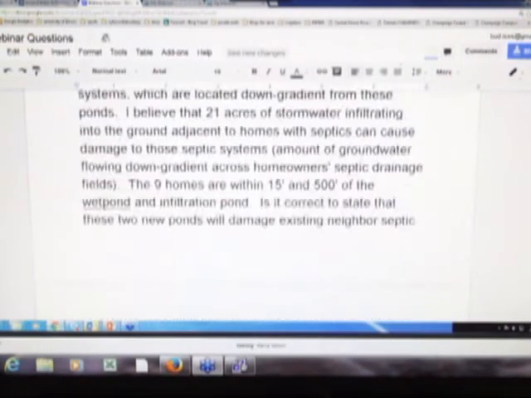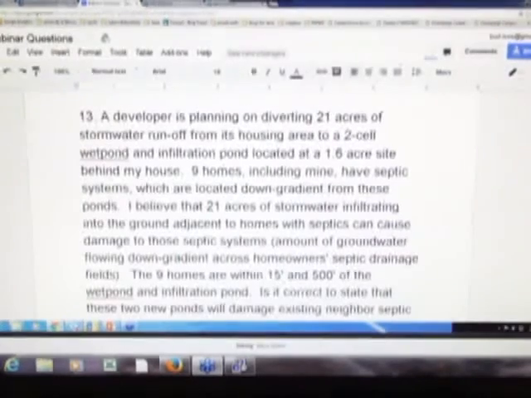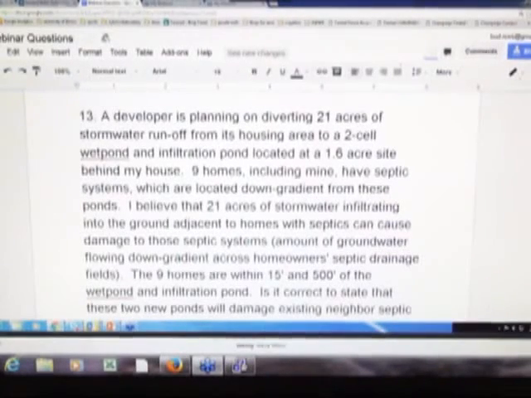I don't know that I can answer this question. It really depends on the water table and the type of soil. If it's a very sandy area, more of the water is going to go down than across.